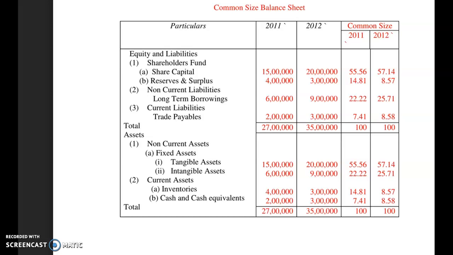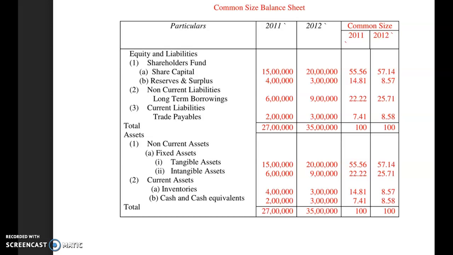But here, as the title of the topic itself says, common size statements. So here we will take any base as a common and all the individual figures are converted into the percentage of the total. Likewise, we had prepared the comparative income statement and comparative position statement, that is comparative trading profit and loss account and comparative balance sheet. We can also prepare the common size balance sheet as well as common size profit and loss account, the common size income statement.